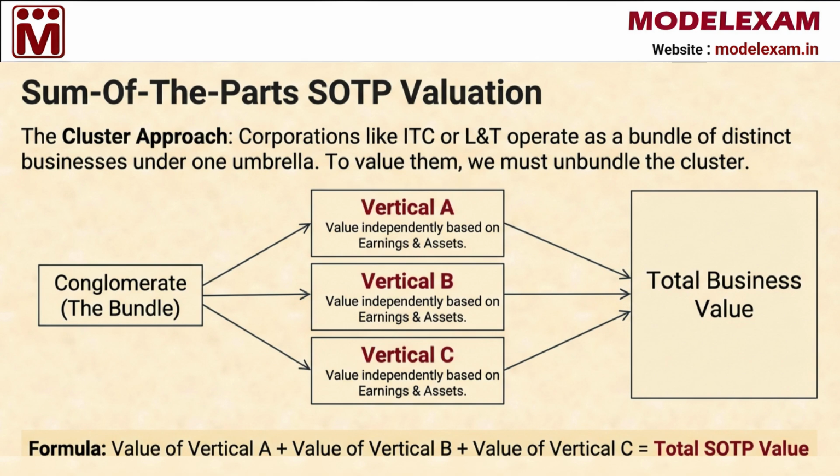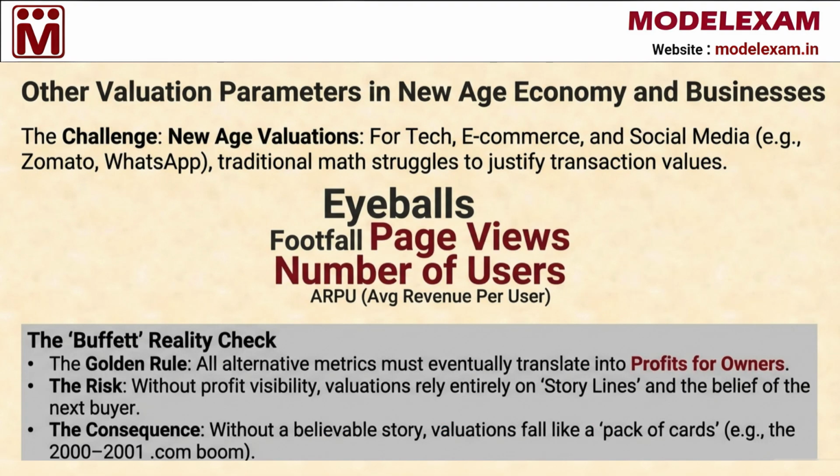While these traditional methods work for established industries, we need a different set of tools when we look at the modern digital economy. Moving on, we will explore other valuation parameters in new age economy and businesses. When we look at the valuations for tech, e-commerce, and social media companies like Zomato or WhatsApp, traditional mathematics often struggles to justify the high transaction values.